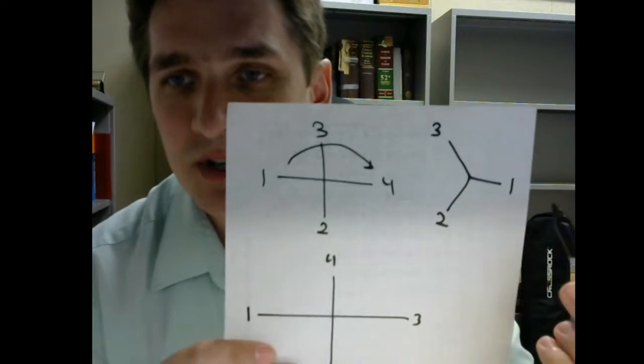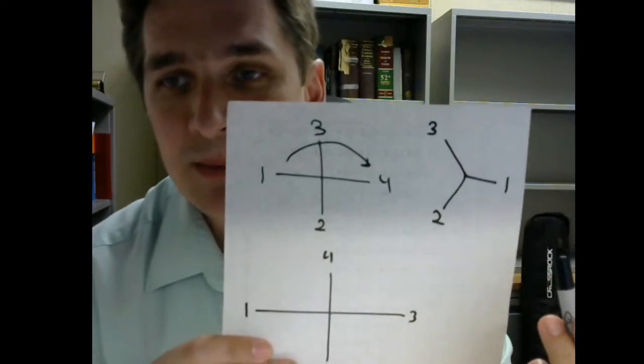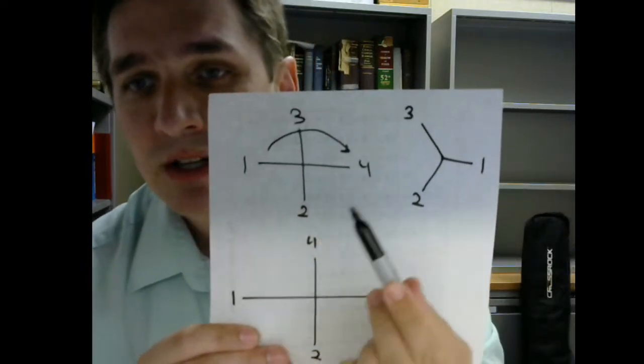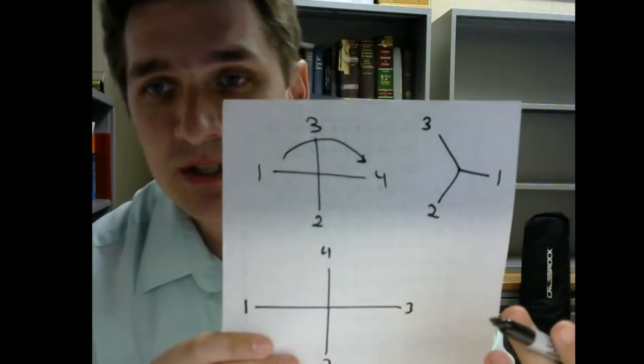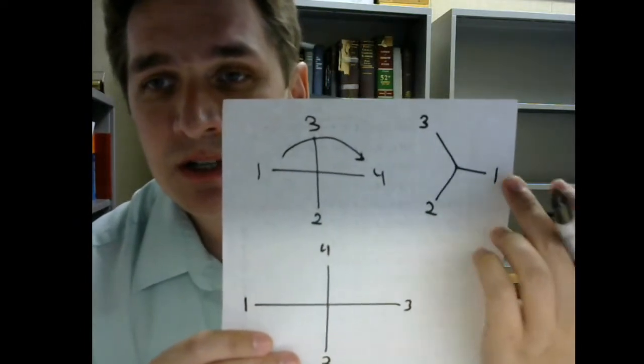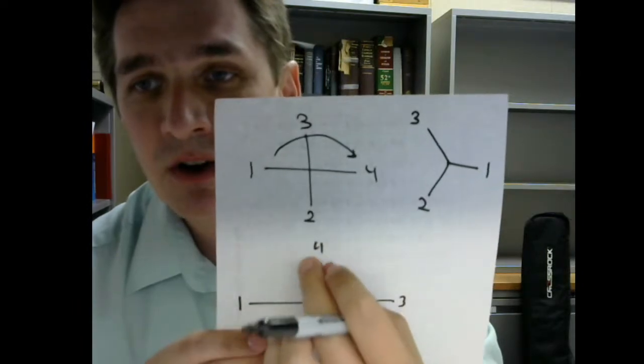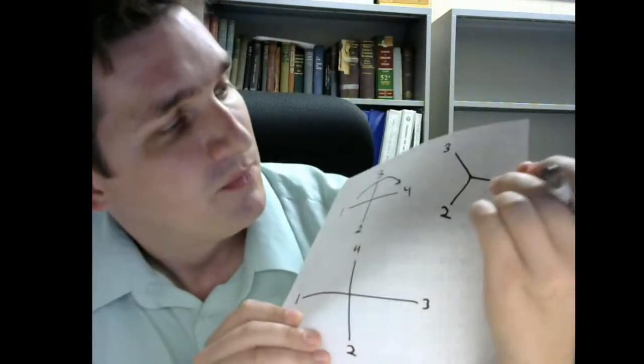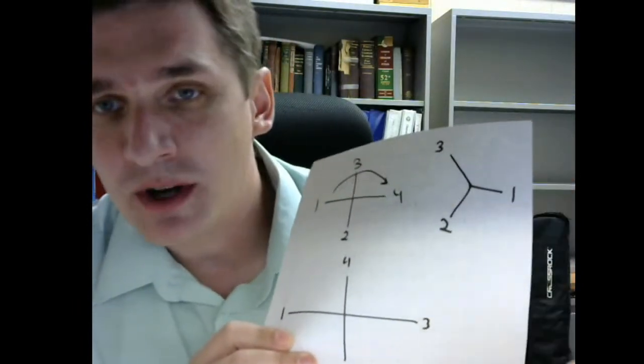So when I rotate it, this is effectively what my structure looks like. I take whatever's opposite that 4 and rotate it over. In this case, my 1 and my 4 are opposites. So now my highest priority ends up on the opposite side, and now I can figure out the R and the S. If I look at the 1, 2, 3, that's a clockwise motion, so this would be R.